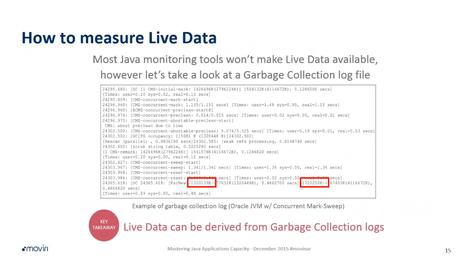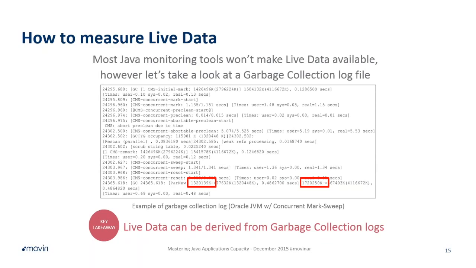And here comes the real surprise. When we developed this methodology, we discovered that live data is not reported by most Java monitoring tools. Even leading application performance management solutions on the market today don't report it. So how do we measure live data? Luckily, Java comes with a built-in diagnostic facility that is able to provide more detailed information about the internal Java memory management operations. It is called garbage collection log and can be enabled on any JVM vendor and any JVM model on the market today.